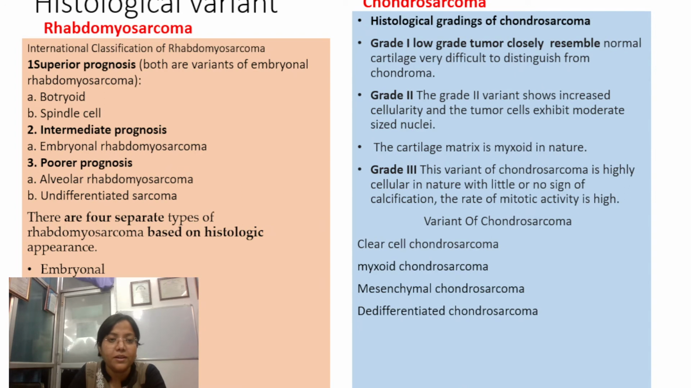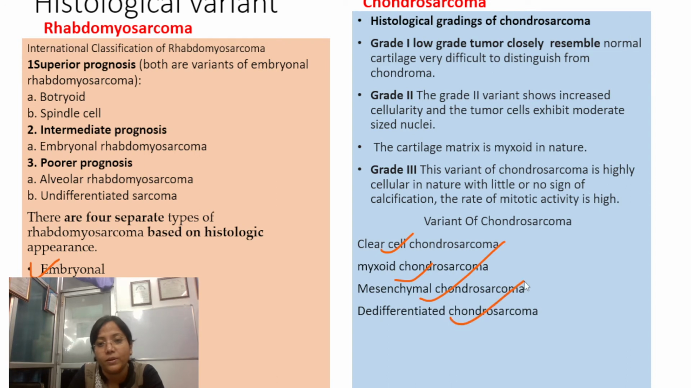The first variant is the embryonal variety, and embryonal rhabdomyosarcoma is mostly found in the age group of the first 10 years of life. The other one is botryoid, the third one is alveolar, and the other variant is pleomorphic rhabdomyosarcoma. Apart from that, the variants of chondrosarcoma are clear cell chondrosarcoma, myxoid chondrosarcoma, and the mesenchymal and dedifferentiated types of chondrosarcoma.